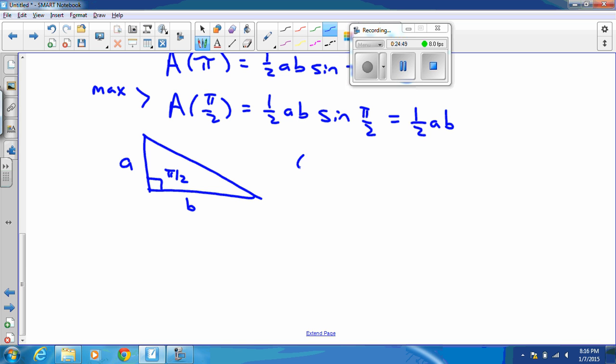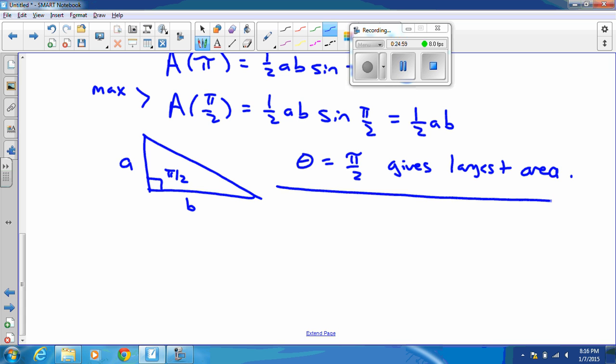Next, we want to make sure that we have answered the question. And the question is, what value of theta will maximize the area? So the mathematical answer: theta equals pi over 2 gives the largest area.